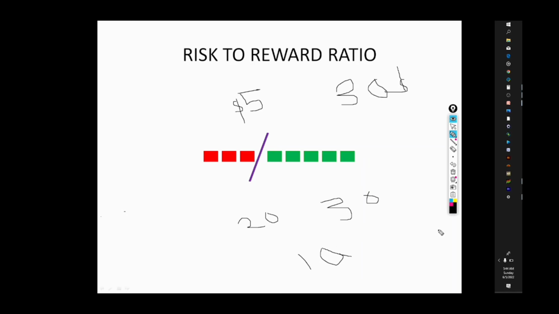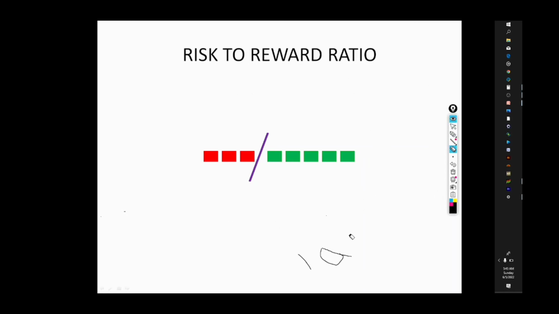Now you are learning forex right now. If you don't follow this rule, you will not remain profitable in forex trading. Let me show you another side of risk to reward ratio. Let me just clean up this stuff.